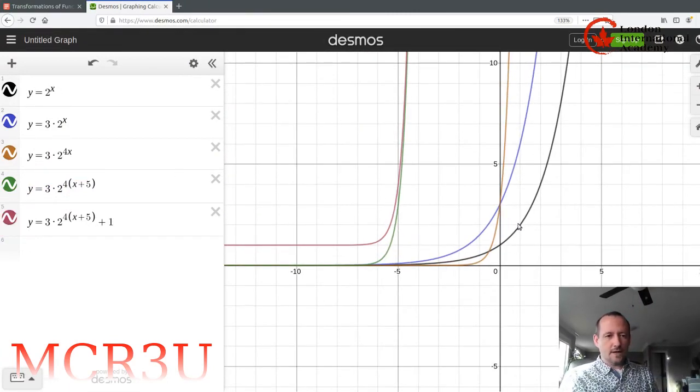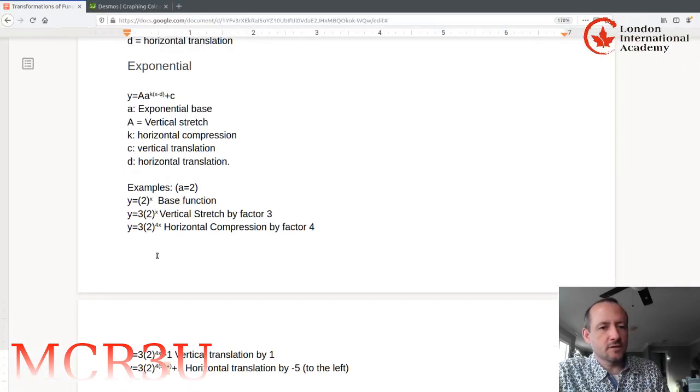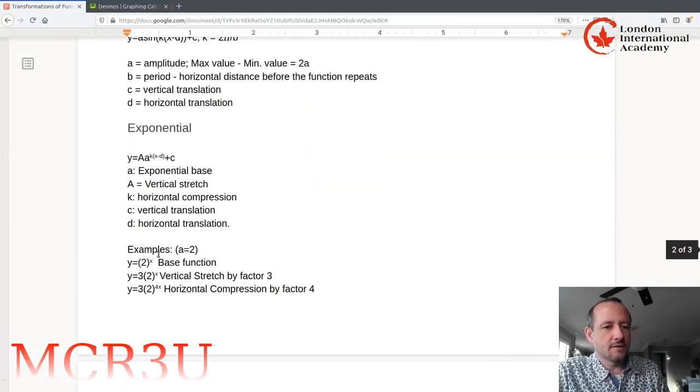The original graph here is in black. The next one is in red, and it's 3 times the distance from the x-axis. The next one is in blue, and each point is 4 times closer to the y-axis. Then we shift it to the left by 5, and finally we move everything up by 1. So those are the transformations on the exponential functions.